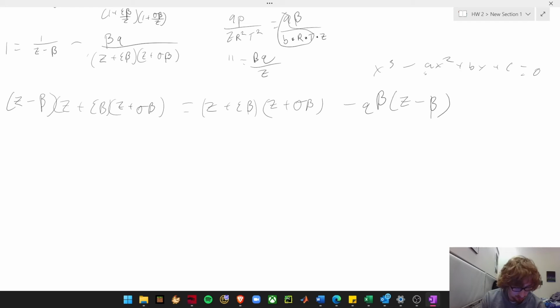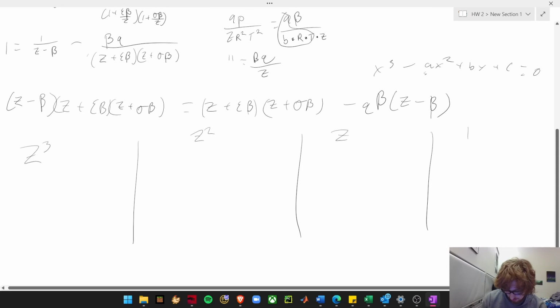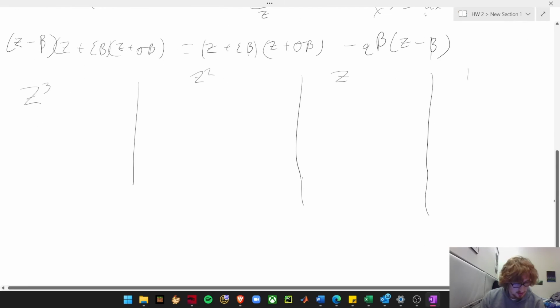So let's take a look at this. We'll start off with our z cubed. Then we'll have a column for our z squared. Then we'll have a column for our z's, and then we'll have a column for our coefficients, or our constants, I should say. All right, so let's go through this term by term.